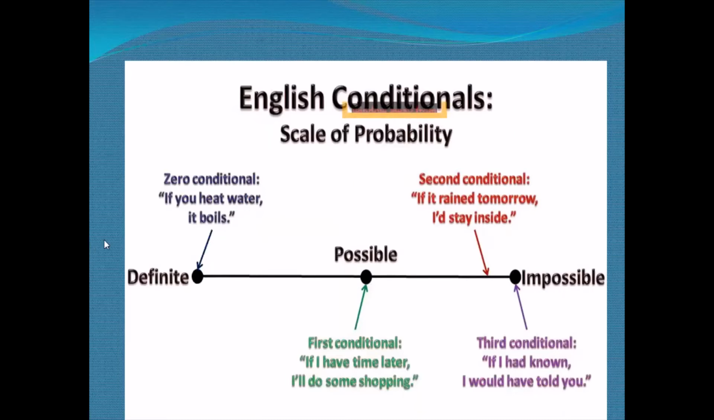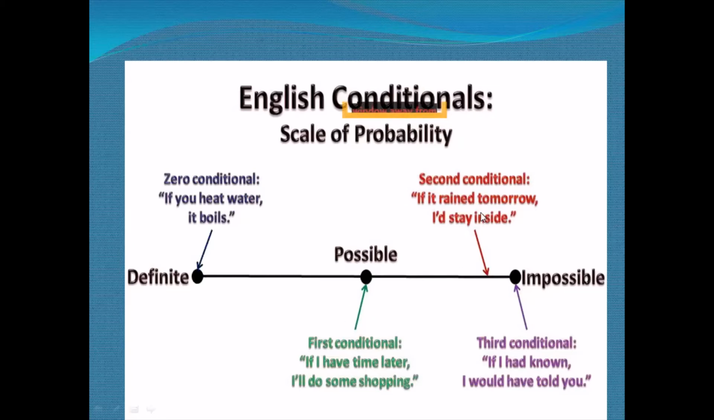The first type is zero conditional. As you can see, it is on one of the extremes, that is definite. Definite means you are definite about the situation. You are 100% sure that the condition is going to be fulfilled. This would be zero conditional. The structure would be different from the rest of the conditionals. Then you have possible condition, that is the first conditional. First conditional reflects possible situations in the future. It has again a different structure.